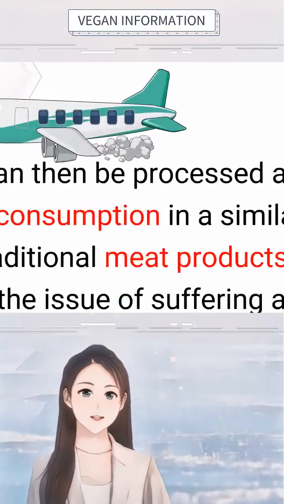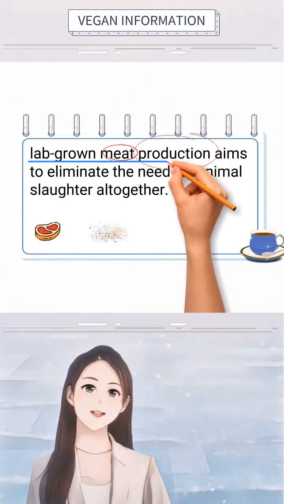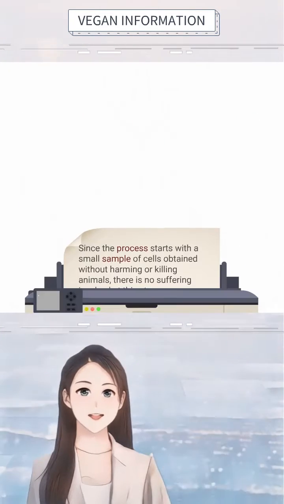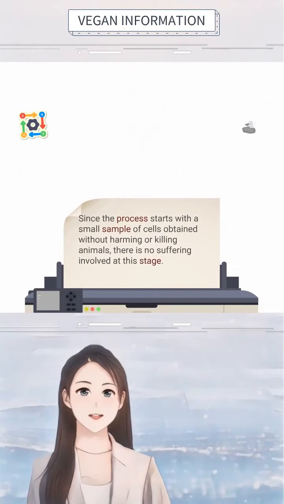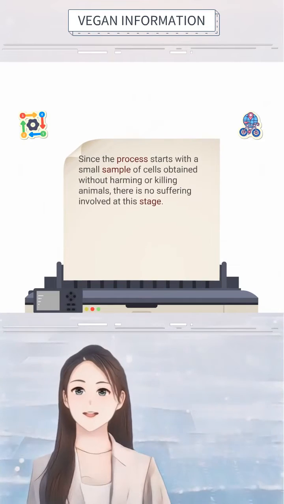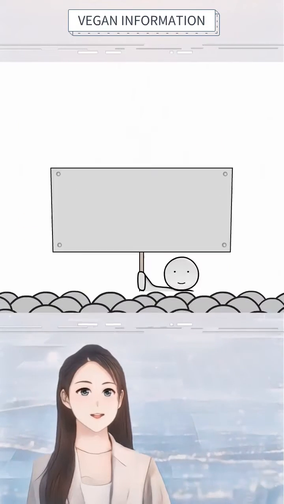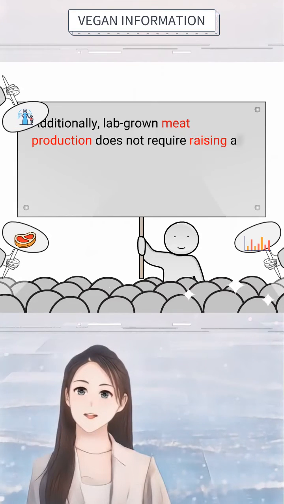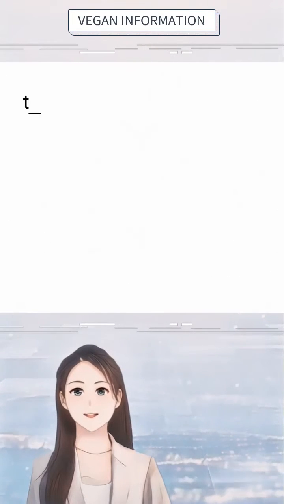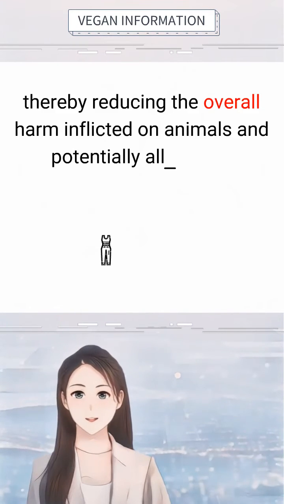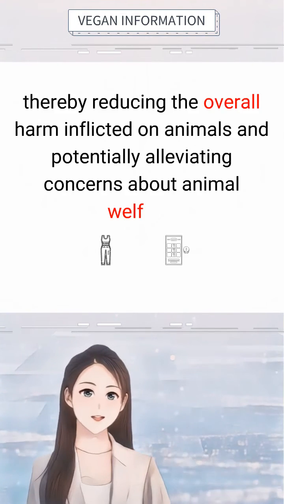Regarding the issue of suffering and death, lab-grown meat production aims to eliminate the need for animal slaughter altogether. Since the process starts with a small sample of cells obtained without harming or killing animals, there is no suffering involved at this stage. Additionally, lab-grown meat production does not require raising and slaughtering livestock, thereby reducing the overall harm inflicted on animals and potentially alleviating concerns about animal welfare.